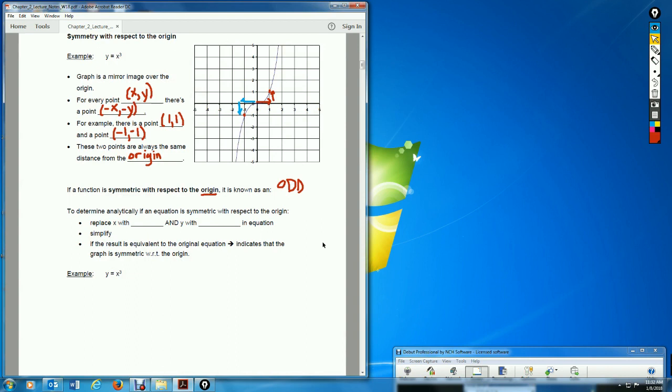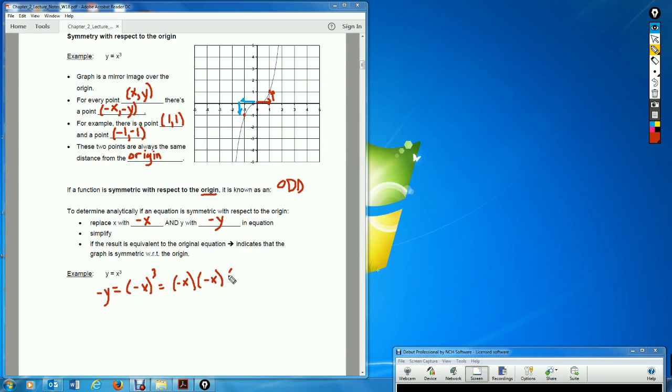All right, so coming back to here, to determine this analytically, replace x with negative x and replace y with negative y in the equation. After you simplify, if the result is equivalent, then yes, the graph is symmetric with respect to the origin. So in other words, I'm going to replace this with negative y. I'm going to replace this with negative x, quantity cubed, which means negative x times negative x times negative x. So 3 negatives indicates that the result is still going to be negative.